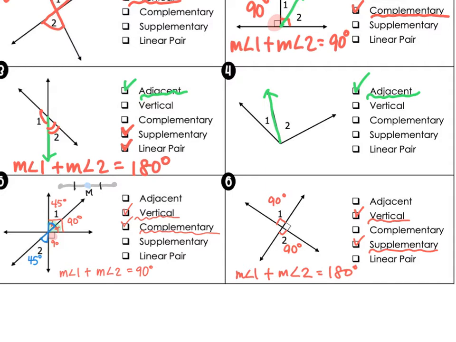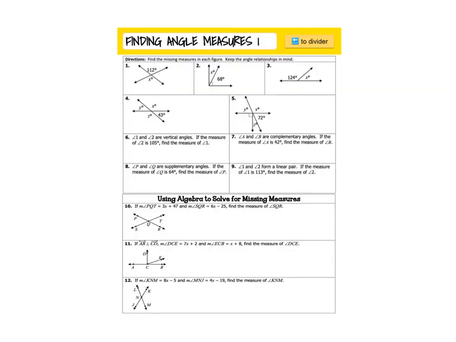Hopefully everyone got each single practice correct. And if you have any questions, please let me know. Now let's move on to today's lesson. This is the time you go to Google Classroom and open up the new assignment that was assigned to you today. It is called Finding Angle Measures.